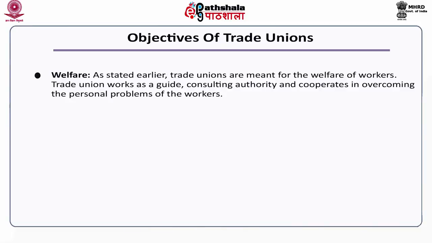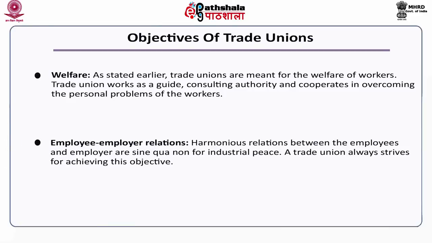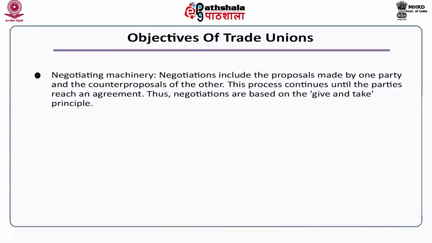Under the head of welfare, as stated earlier, trade unions are meant for the welfare of workers. A trade union works as a guide and consulting authority, and cooperates in overcoming the personal problems of the workers. On account of employer-employee relations, harmonious relations between the employees and employer are sine qua non for industrial peace. A trade union always strives for achieving this objective. On account of negotiating machinery, negotiations include the proposals made by one party and the counter-proposals of the other. This process continues until the parties reach an agreement. Thus, negotiations are based on the give and take principle.